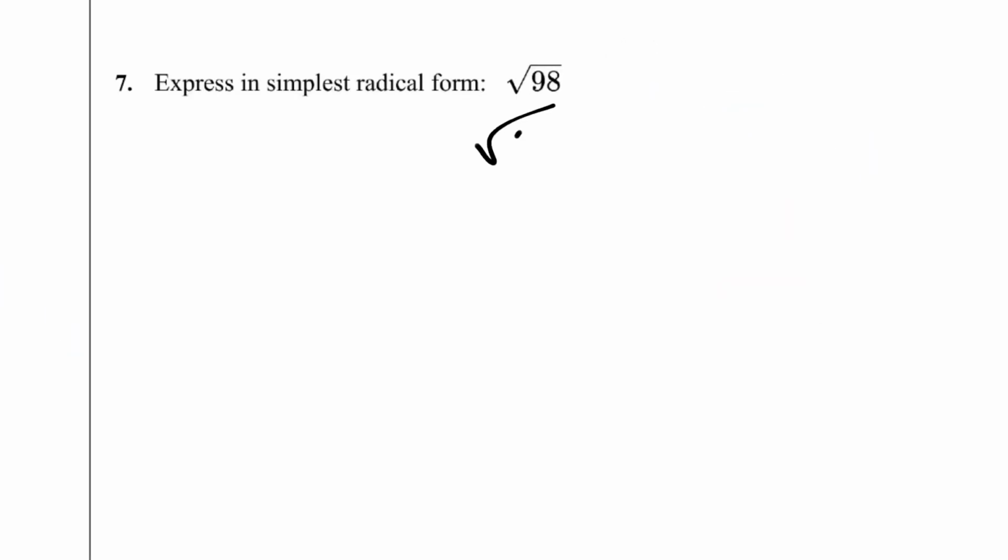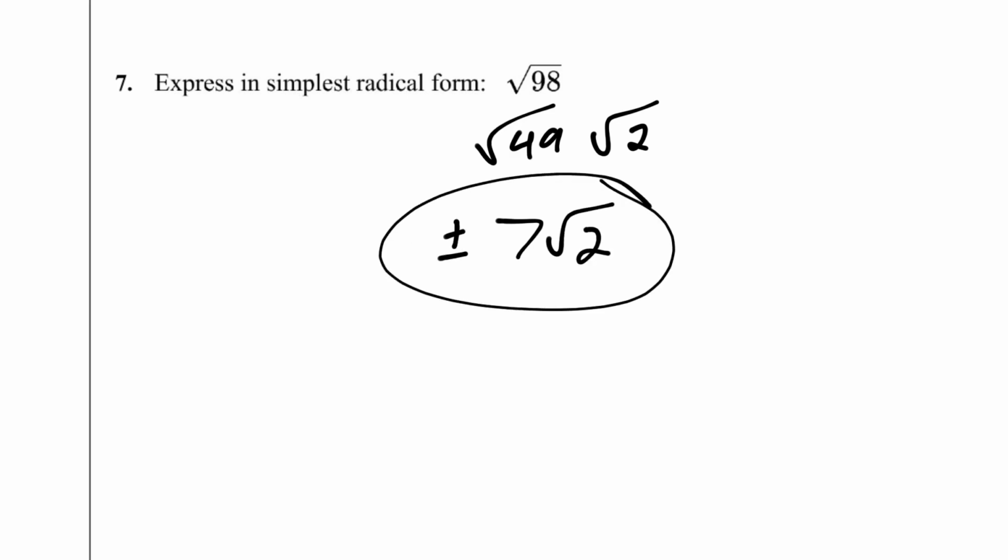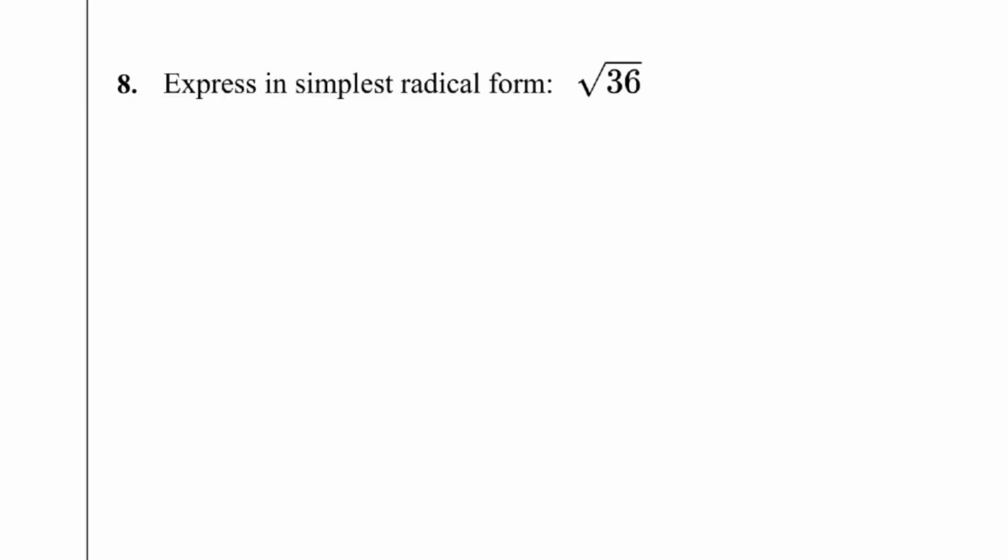Similar process, this turns into root 49 times root 2, or 7 root 2. And optionally, you can put the plus or minus there to indicate that it could be positive or negative. Since 36 is a perfect square, the answer is just plus or minus 6. You could do that one on your calculator.